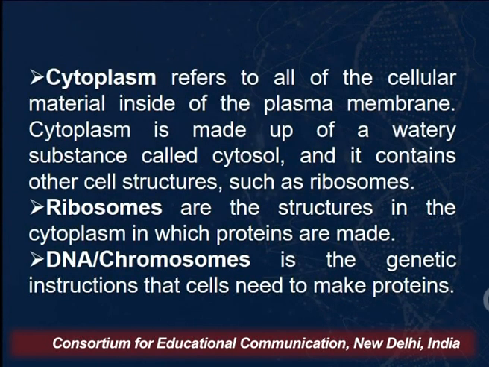The other part is the cytoplasm, which refers to the cellular material present within the plasma membrane. Cytoplasm plays a very important role because it has many of the enzymes which function in the biochemical processes and the metabolic processes. Then the ribosomes, which are structures in the cytoplasm that help in protein formation, and the DNA chromosomes, which are the genetic instructions that the cell needs to make the proteins.